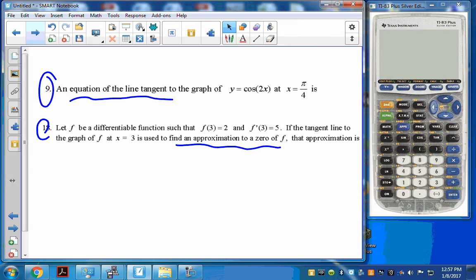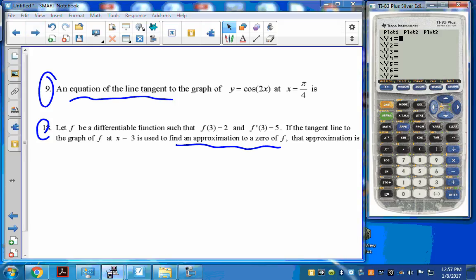An equation of the tangent line to the graph of y equals the cosine of 2x. Let me go to my calculator and type in y is the cosine of 2x. The standard window zoom 6 is not very useful, but there is a trig window zoom 7 which gives you a nice picture here. So here's the graph of y equals the cosine of 2x.